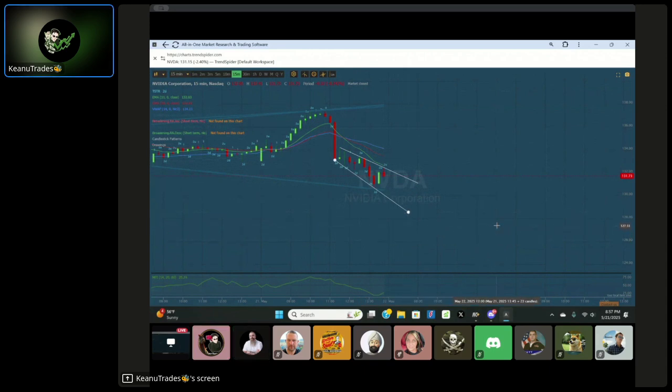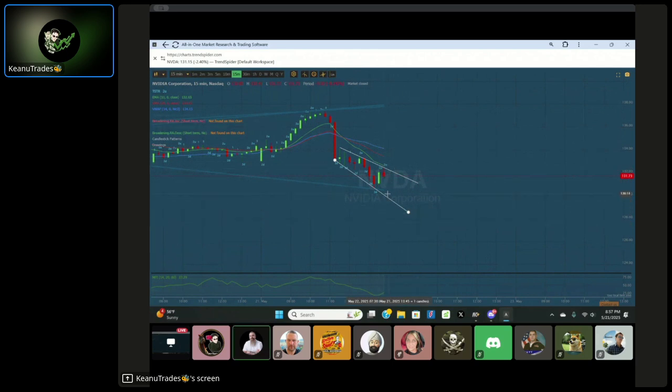Look, there's your broadening formation. It's actually got a broadening formation. And then you have the more immediate falling broadening formation right there. Yep, that's what you have. A new channel is what it's creating, a new downtrend channel is what it's doing.